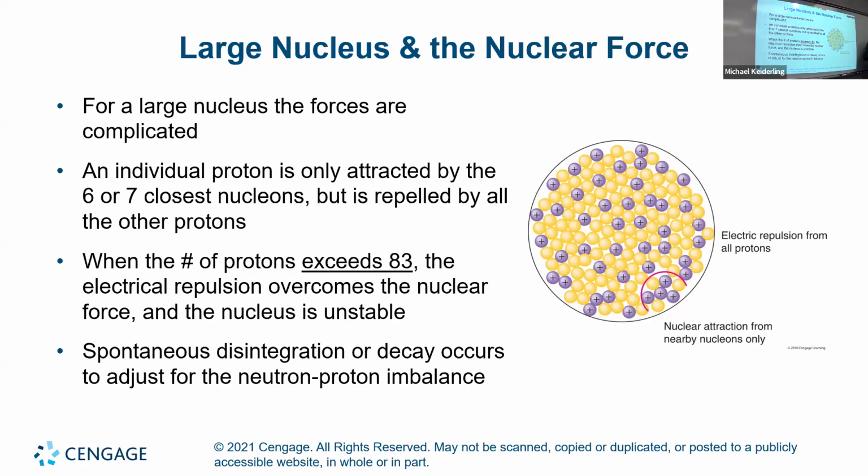Now, there's plenty of natural... Unstable just means under the right conditions, it will decay. Doesn't mean it happens fast. So there's plenty of naturally occurring elements that are unstable. So spontaneous disintegration or decay will occur to adjust for the neutron-proton imbalance. It may not happen very fast. Like, we're talking things can last for billions and billions of years, but they are technically unstable.